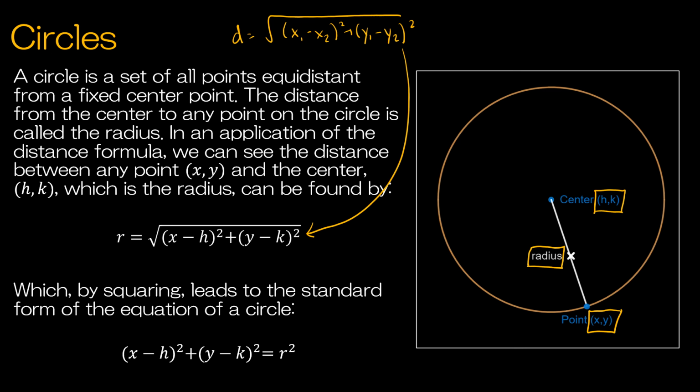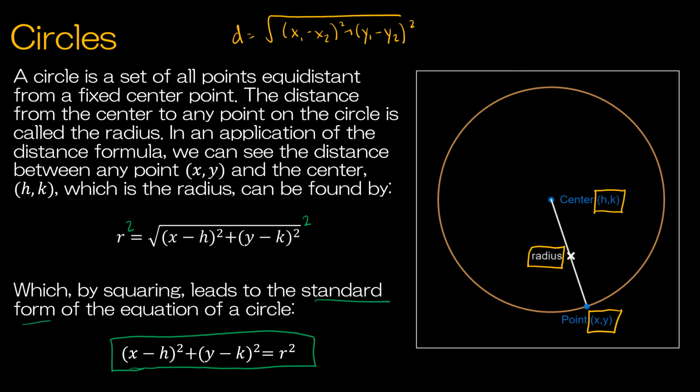Now, we don't love dealing with square roots, so what we do is instead we take the square of each side to give us r squared is equal to x minus h quantity squared plus y minus k quantity squared. This is the standard form of the equation of a circle. So this is the form that we're going to be using moving forward. And again, keep in mind that the center, of course, is (h, k), and the radius is r.